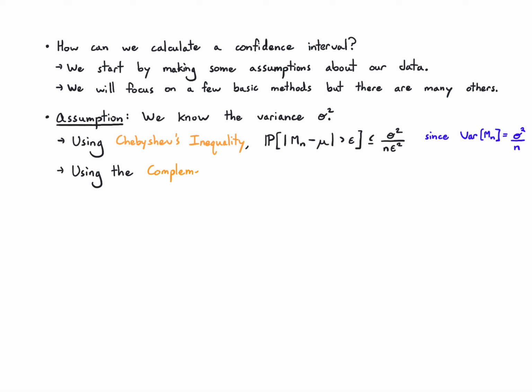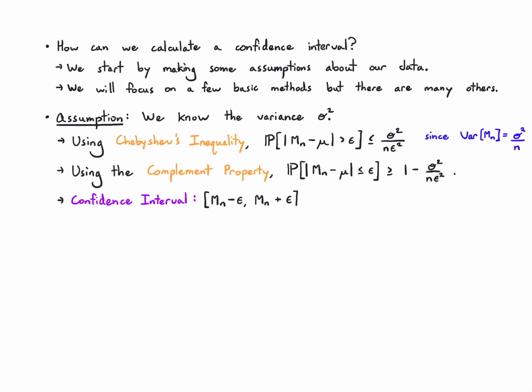Okay, so using the complement property, we can flip this around and say that the sample mean is within epsilon of the true mean with probability 1 minus sigma squared over n epsilon squared. So the confidence interval is the sample mean minus epsilon up to the sample mean plus epsilon. And the confidence level is 1 minus sigma squared over n epsilon squared.